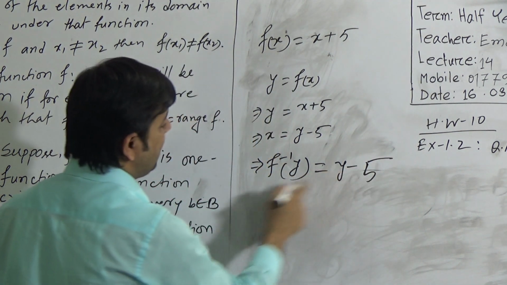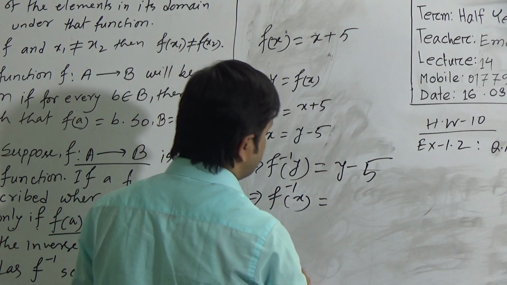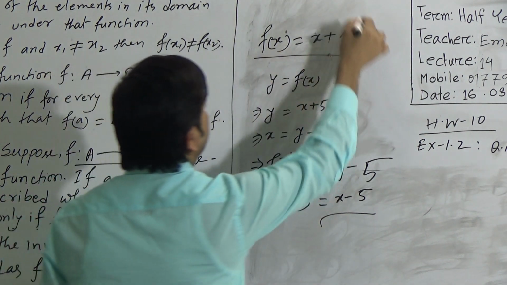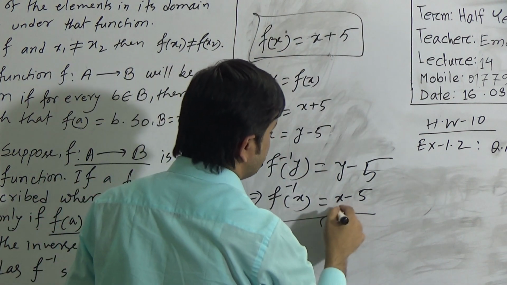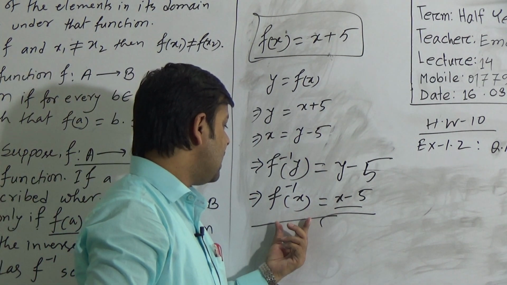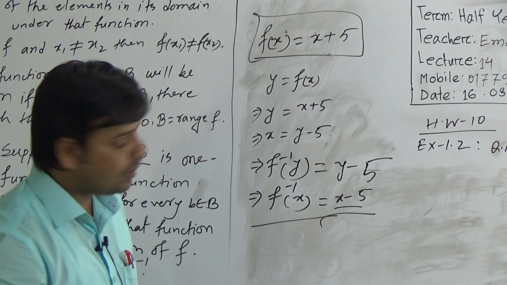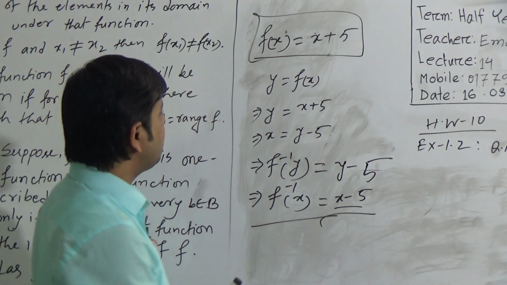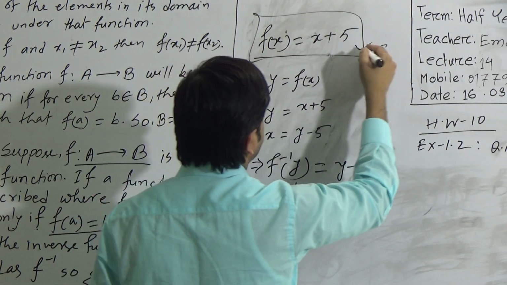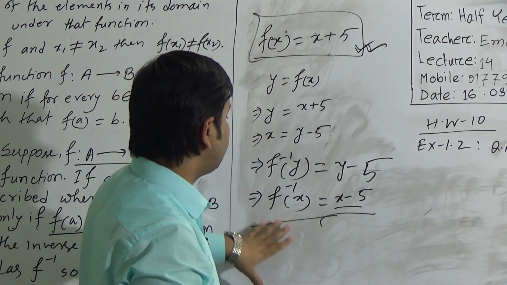Now replace this y by x, you will get f inverse of x equal to x minus 5. So the inverse function of f(x) equal to x plus 5 is f inverse of x equal to x minus 5. Okay, dear students, so I hope you have understood. Here you need to check that the function f is one-one and onto or not. You can check by taking any element. This function will be one-one and onto both, and then you can determine the inverse function.